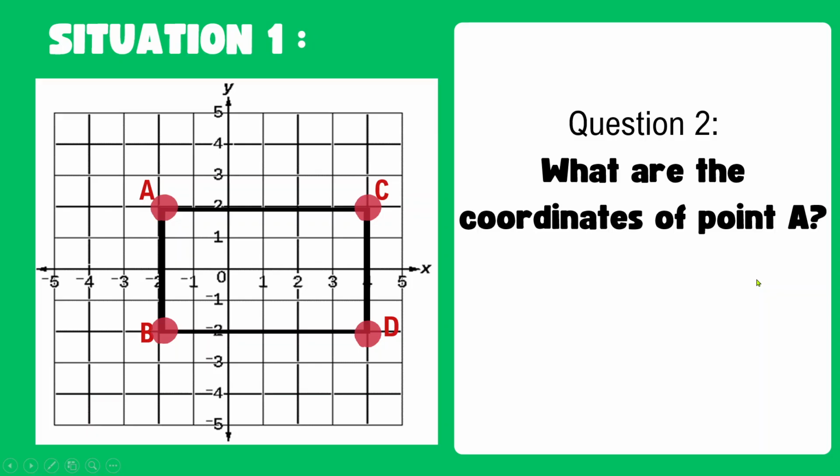Question 2. What are the coordinates of point A? What are the coordinates of point A? Coordinates are the ordered pair, indicating the location of the specific point horizontally and vertically on the Cartesian coordinate plane. So the first number must indicate the location of the point horizontally on the plane, and then the second number must indicate the location of the point vertically on the plane.